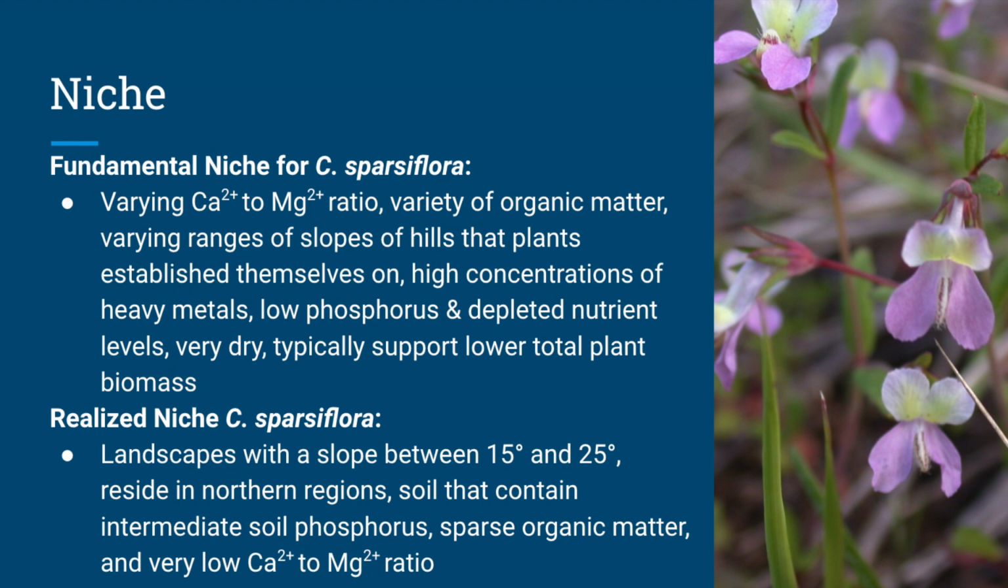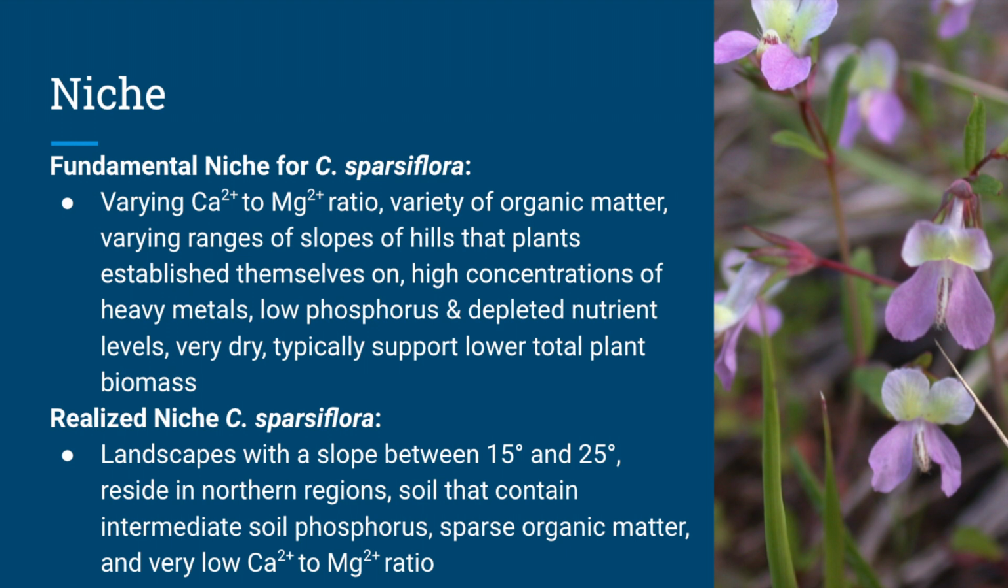the Collinsia sparsiflora. The fundamental niche of the C. sparsiflora is an array of calcium to magnesium ratio levels, varying amounts of organic matter in the surrounding environment. They can establish themselves on a large range of slope degrees regarding steeper or flatter hills and can thrive in high concentrations of heavy metals, low phosphorus, and barren nutrient levels. They're able to withstand very arid, moisture-lacking conditions and are very similar to types of plants that you would find in deserts. And they favor lower total plant biomass, meaning they tend to grow in areas with a lot of space that aren't occupied by very much vegetation.